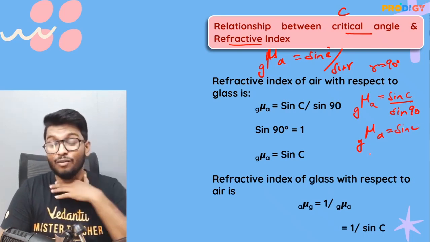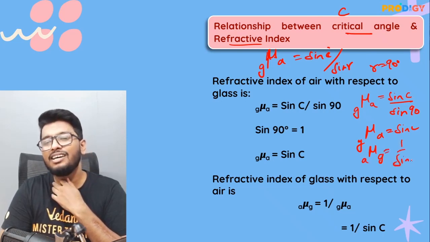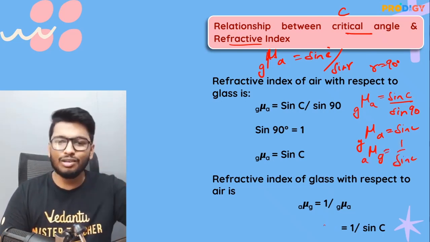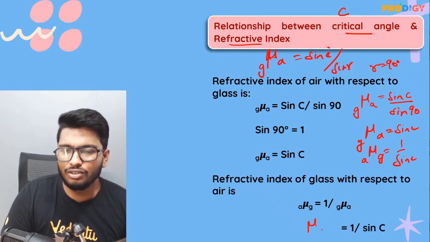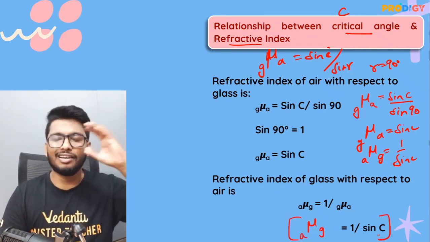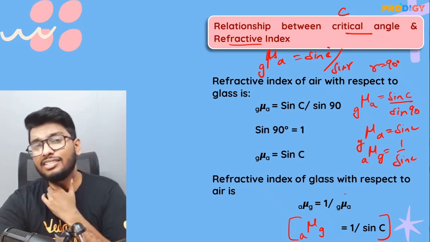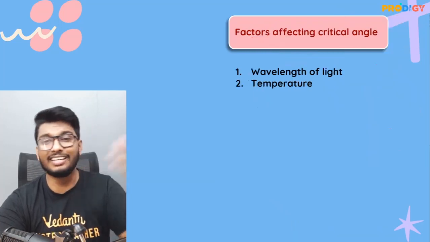On the other hand, if I want to find the refractive index of the medium with respect to air, then we take 1 by sin C, the reciprocal of that. So please do remember this one also, guys. The refractive index of the medium with respect to air, in this case, is nothing but 1 by sine of the critical angle.